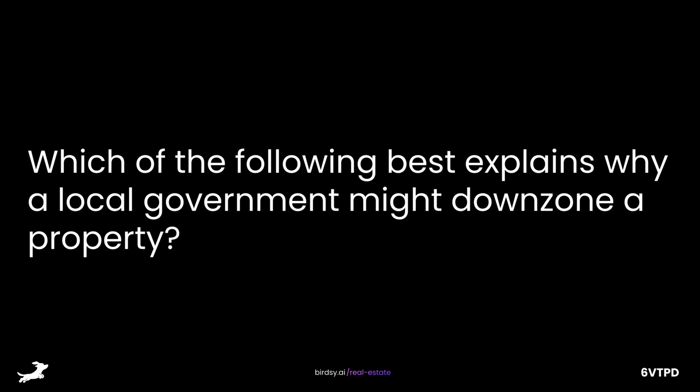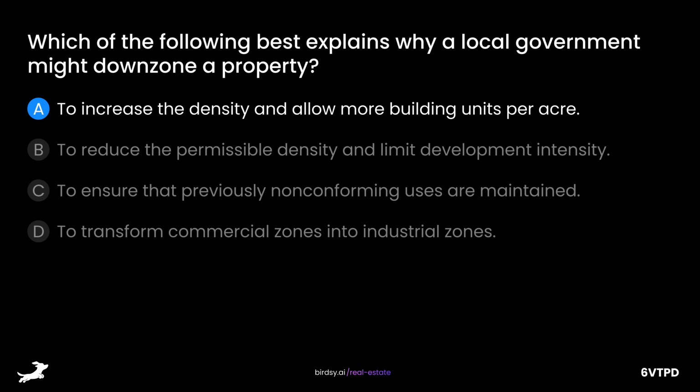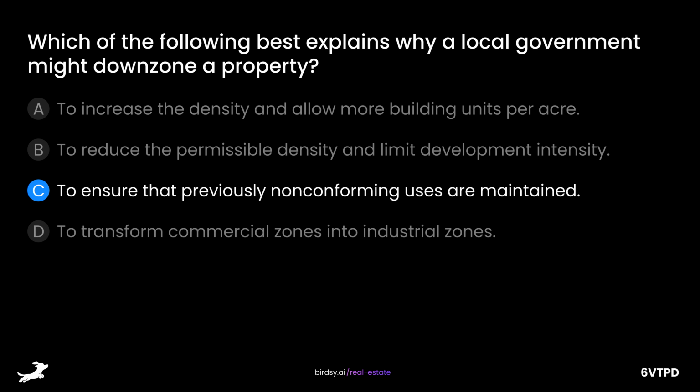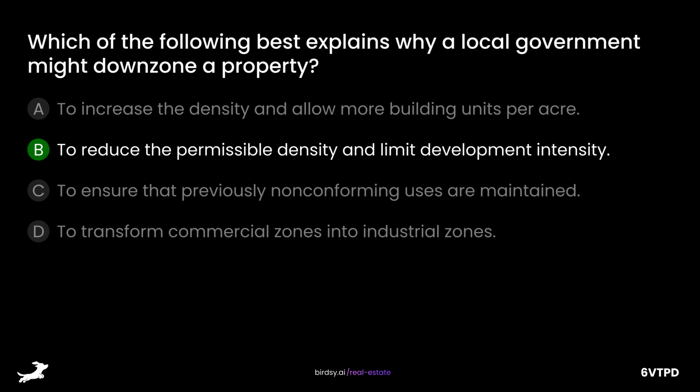Which of the following best explains why a local government might downzone a property? Is it A, to increase the density and allow more building units per acre? B, to reduce the permissible density and limit development intensity? C, to ensure that previously non-conforming uses are maintained? Or D, to transform commercial zones into industrial zones? The answer is B, to reduce the permissible density and limit development intensity.